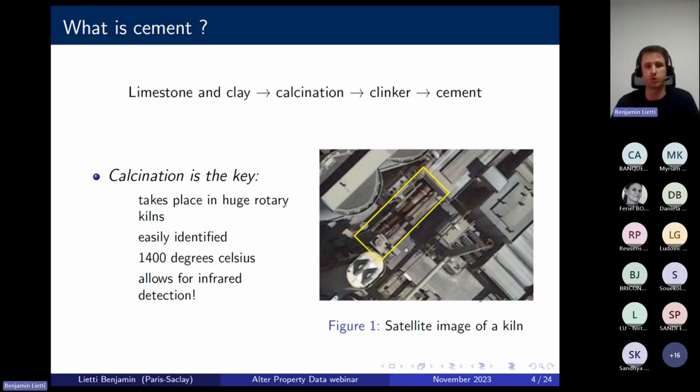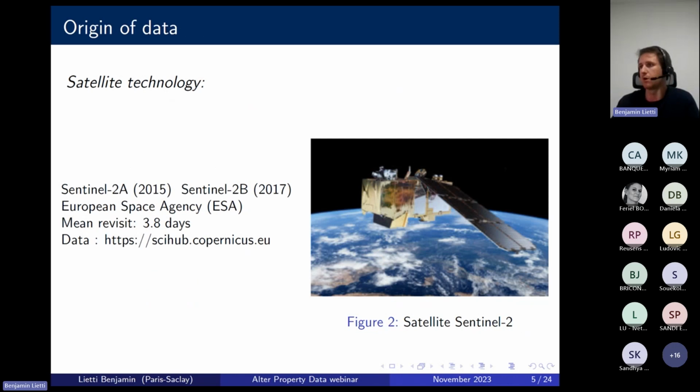And to trigger the chemical reaction, it needs to reach a temperature of 1,400 degrees Celsius, which is very, very hot. That's what allows us to detect it through satellite data, and more specifically through infrared data. So we used the satellites Sentinel-2A and 2B from the European Space Agency, which combined have a mean revisit time of about 4 days. So every 4 days we can have an indication for every cement plant around the globe, whether this plant is producing or not.